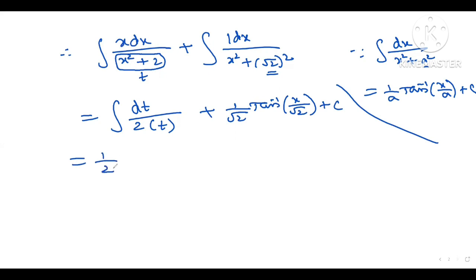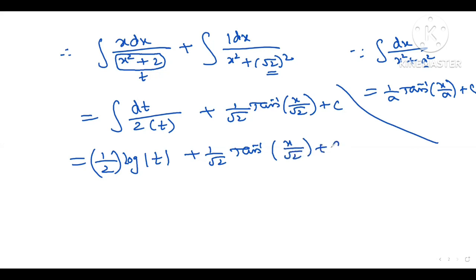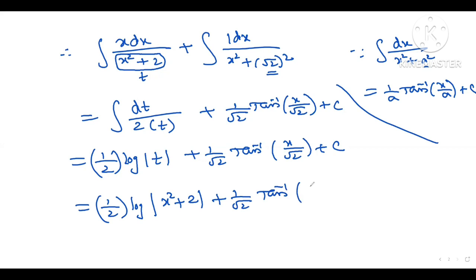Now here, 1 by 2 is constant. Integral of dt by t, we get log t. Why? Because the derivative of log t is 1 by t, and the integration of 1 by t is log t. So 1 by root 2 times tan inverse of x by root 2 plus c. So 1 by 2 times log of, in the place of t, we have assumed x square plus 2. So plus 1 by root 2 tan inverse of x by root 2 plus c, done.